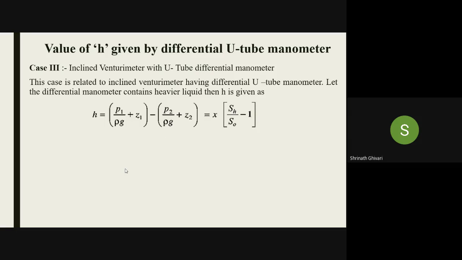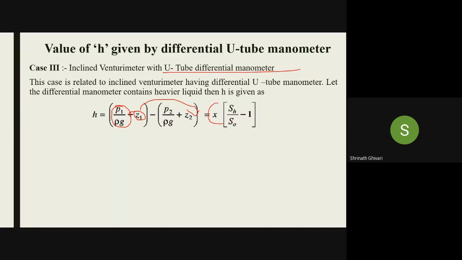H equals P1 by rho g plus Z1 if it is an inclined Venturimeter with U-tube differential manometer. Previously we have seen that H equals P1 by rho g minus P2 by rho g, because Z1 is equal to Z2 as the pipe was horizontal. But if it is an inclined Venturimeter, then H is P1 by rho g plus Z1 minus P2 by rho g plus Z2. In the previous one, there was a heavier liquid in the U-tube manometer, and the fluid flowing through the pipe was a lighter liquid.